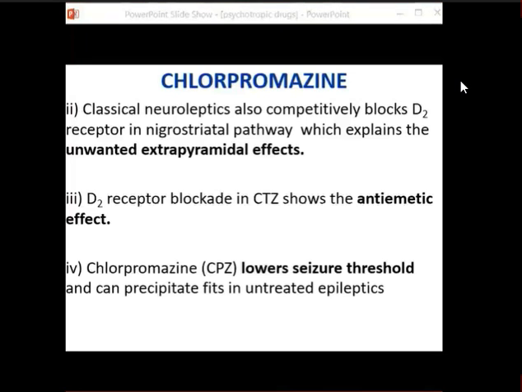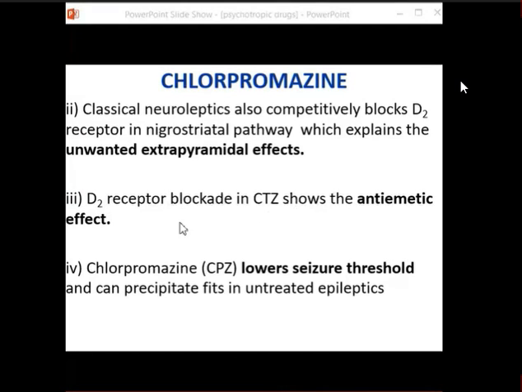Next, the classical neuroleptics completely block the D2 receptor in the nigrostriatal pathway, which mainly causes the unwanted extrapyramidal symptoms. In the brain, they block the D2 receptors in the mesolimbic system, which gives the antipsychotic action. The D2 blocking action in the nigrostriatal pathway causes the unwanted extrapyramidal effect. Similarly, they block the D2 receptor in the chemoreceptor triggering zone, which shows the anti-emetic effect.